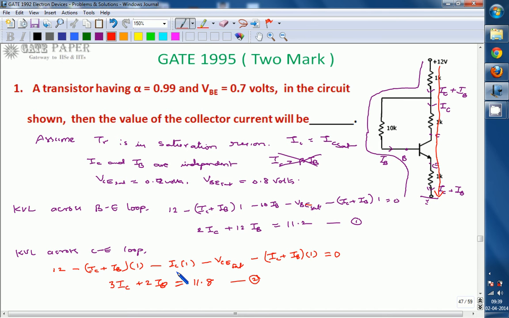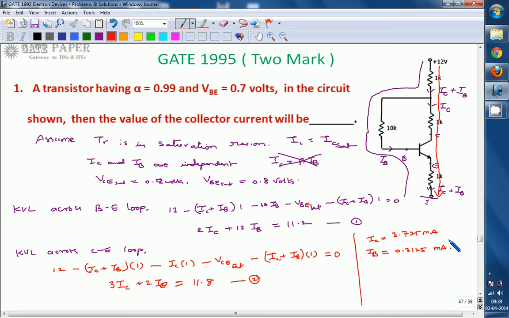The first equation is 2IC plus 12IB is equal to 11.2. From these 2 equations with 2 unknowns, you can calculate the IC value. After multiplying the first equation with 6 and the second equation with 4, and some manipulation, you are going to get IC is equal to 3.725 milliamperes and IB is equal to 0.3125 milliamperes.